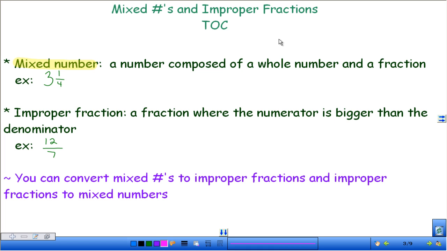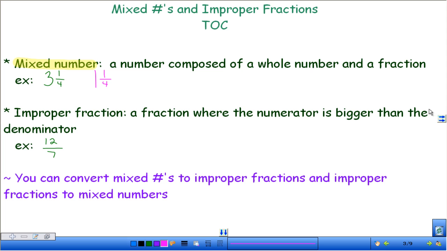Who'd like to give me an example? Jamie, what's another example? 1/4. Not 1/4. We would just say 1 and 1/4. Okay? Questions on mixed number?